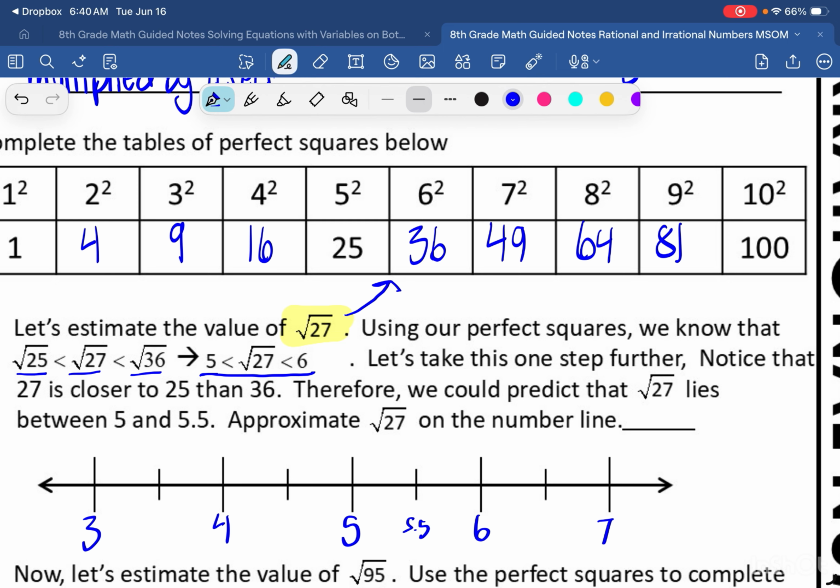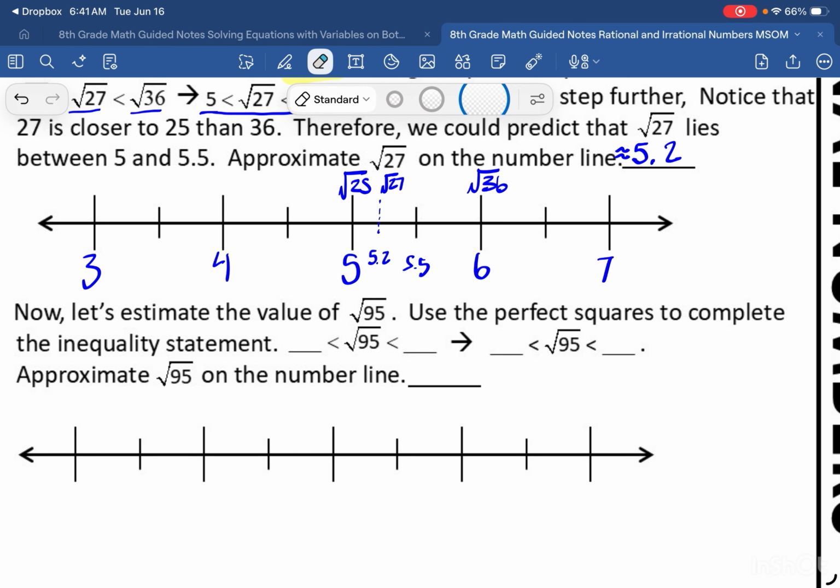I know that this right here is the square root of 25. This right here is the square root of 36. I don't have to label those numbers up there, but it will help. So the square root of 27 is going to be maybe about right there because it's closer to 25 than 36. So if I go down here, maybe that's about 5.2. Again, these are approximations.